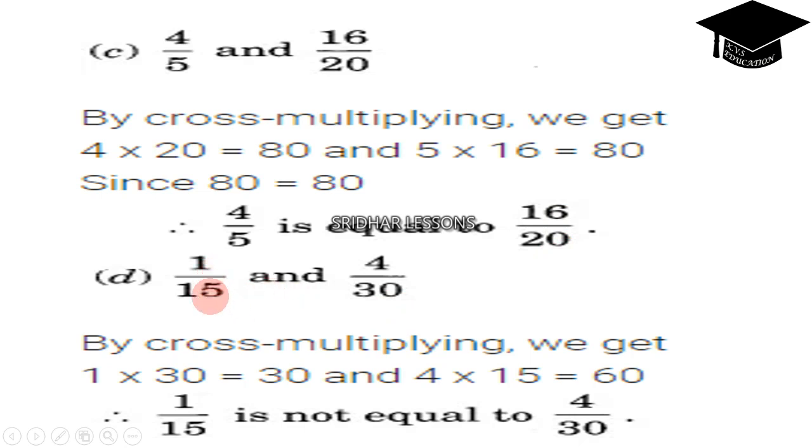Next problem, 1 by 15 and 4 by 30. By cross multiplication, 1 into 30 equals 30. 15 into 4 equals 60. So they are not equal.